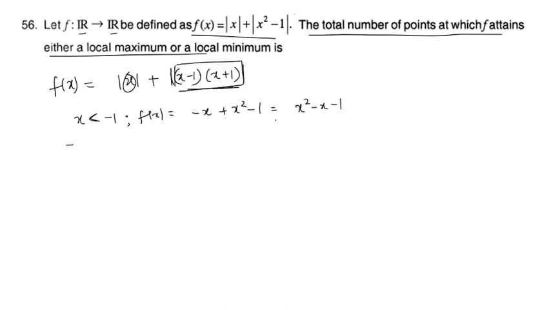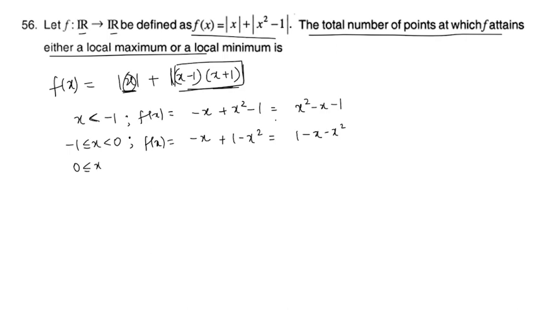Then the next interval is for x between negative 1 and 0. And in this interval, we know that this product is negative. So the mod of x squared minus 1 is going to be equal to 1 minus x squared. Plus, this thing is going to be negative as well. So that means we are again going to have a negative x right here. And this will give us 1 minus x squared.